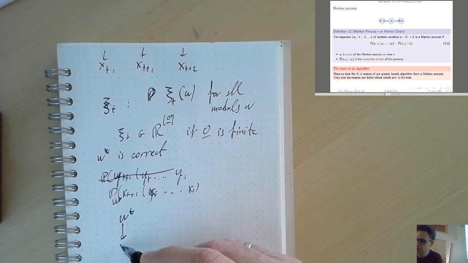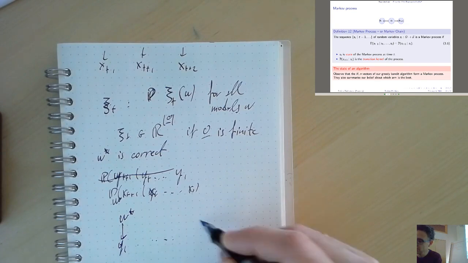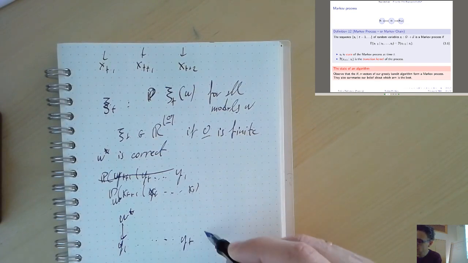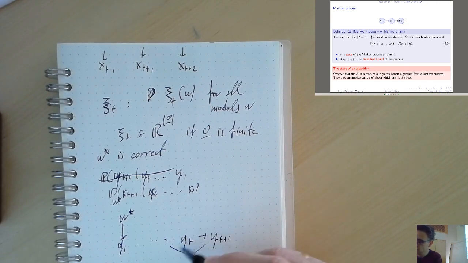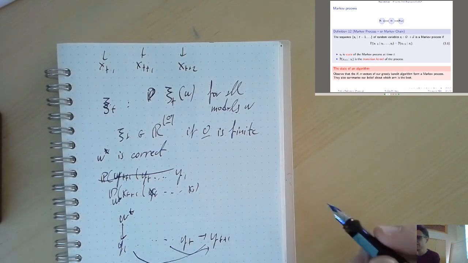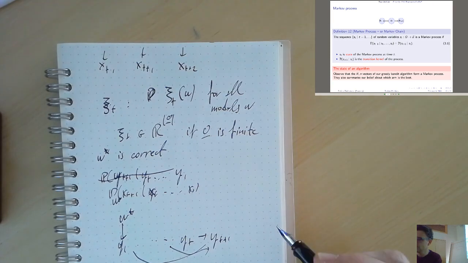it generates y1, and yt and yt plus 1. And yt plus 1 depends on yt, depends on yt minus 1, depends on y1 and everything. And your own belief, however, is a bit more interesting, because your belief at time t only depends on your belief at the previous time step, because that's how you do the calculation, and on the next observation.